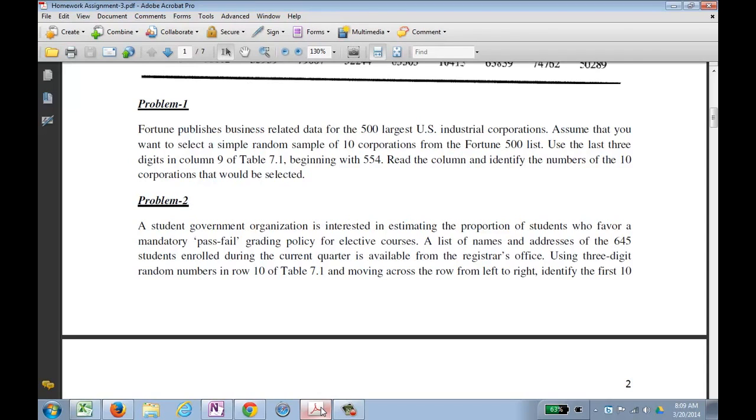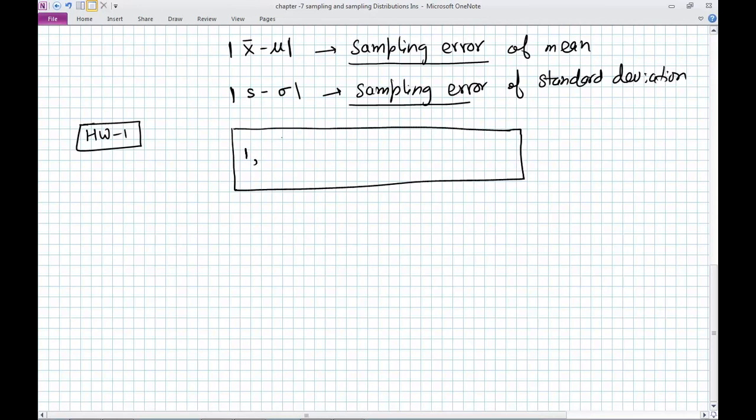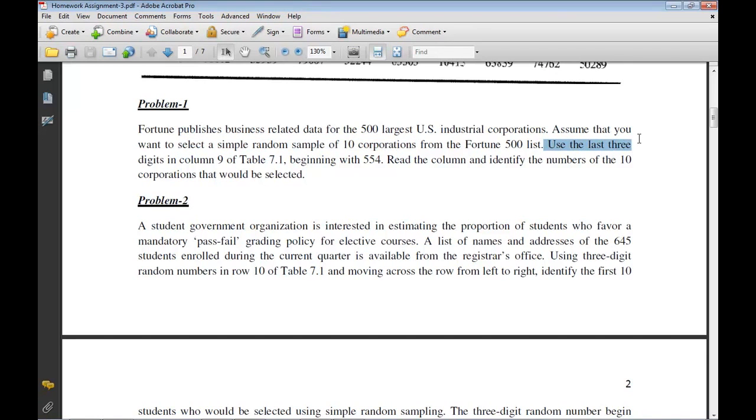Fortune publishes business related data for the 500 largest US corporations. Assume you want to select a simple random sample of 10 out of 500. The companies are numbered 1, 2, 3 up to 500, and we want to take a sample of 10. Now use the last 3 digits in column 9 in the above table, starting with 554.